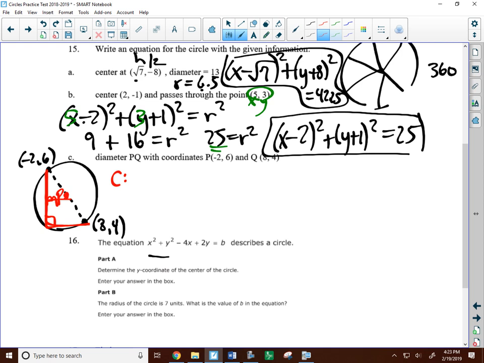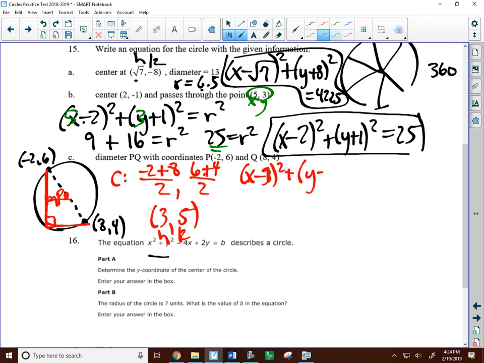If not, you can do the midpoint formula, which is x1 plus x2 divided by 2, y1 plus y2 divided by 2. Add the x's, not subtract, add. 6 over 2 here is 3. 10 over 2 here is 5. That's the center HK. And now it becomes just like number 3. X minus 3 squared plus y minus 5 squared equals r squared. It becomes just like part B.